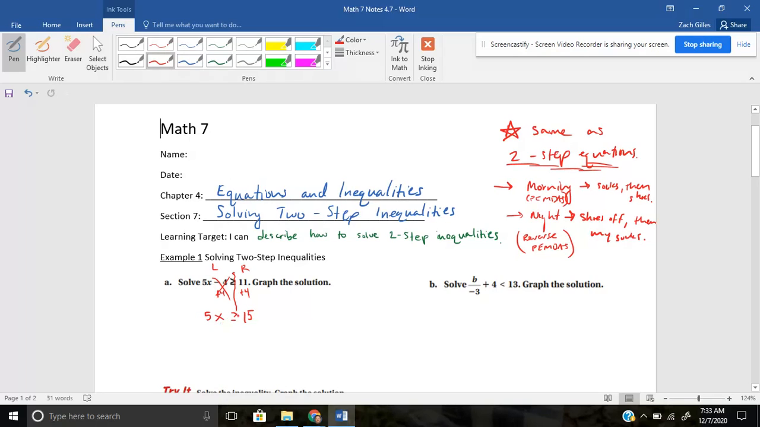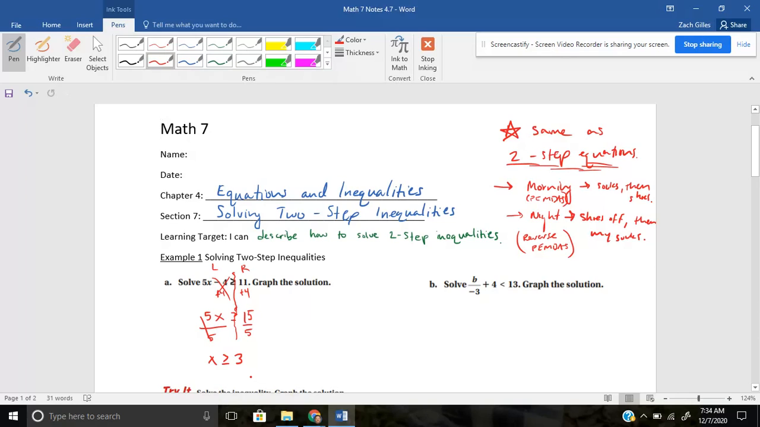5 times what number is greater than or equal to 15? Well, you could also think to yourself, how do I isolate my x? Right now, when 5 and x are smushed together, that means to multiply. To undo that, I would divide by 5 on both sides. So x is going to be greater than or equal to 3.